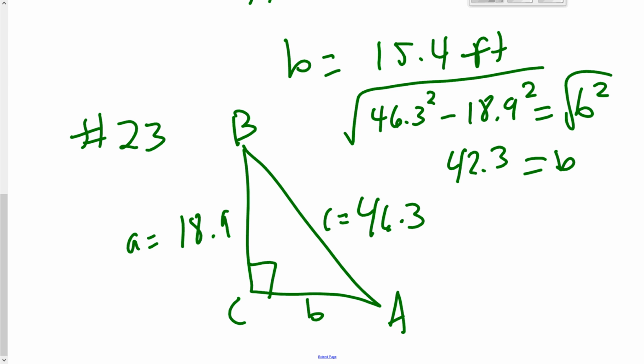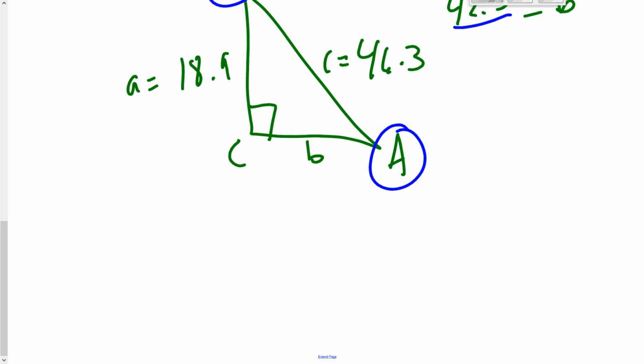So b is 42.3, and since again we rounded that, I don't want to use side b to find angle B or angle A. So I don't want to use side b to find those two remaining angles. Alright. Man, it's been a while since I did one of these videos, so sorry about it.